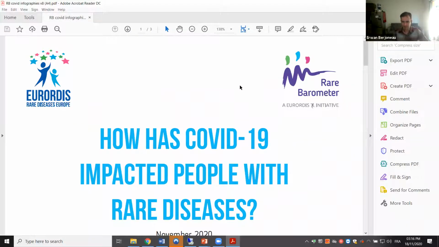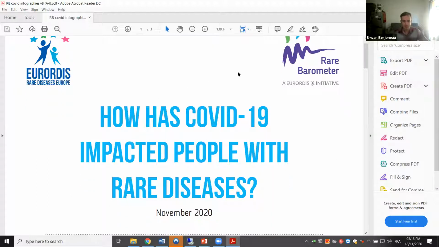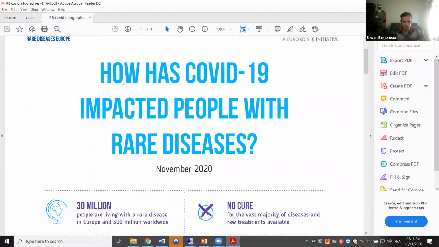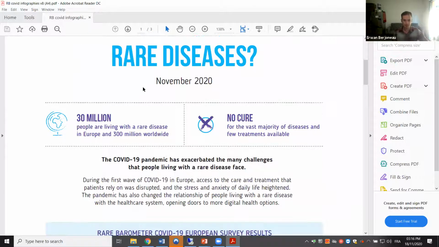I hope you can still see my screen. I'm now sharing the PDF. And so you see that there is a little bit more text. The first page is really to set the context. So we talk about the rare disease here, that there's 30 million people that are living with rare disease in Europe, that there is no cure for the vast majority of the diseases.